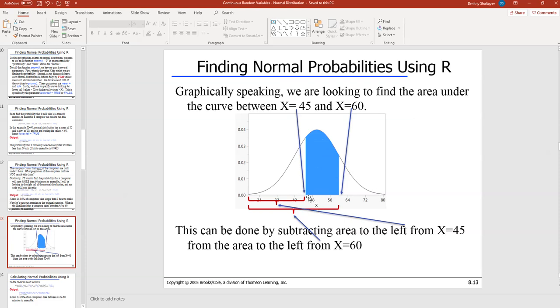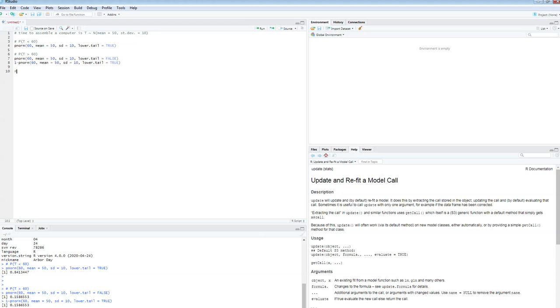So graphically speaking, I'm looking for the area between 45, which is right here, and 60, which is right here. One way I can find it is this. I know the area to the left from 60. What I can do is take the area to the left from 45 and subtract it from the area to the left from 60. So this big area, 60 and less, minus this smaller area, 45 or less, will give me the area between 45 and 60. So going back to RStudio, if I want to calculate the probability that the time to assemble a computer is between 45 and 60 minutes, I'm going to put it right here.